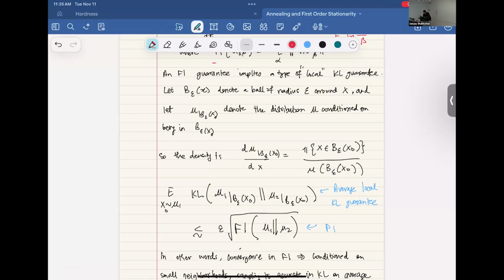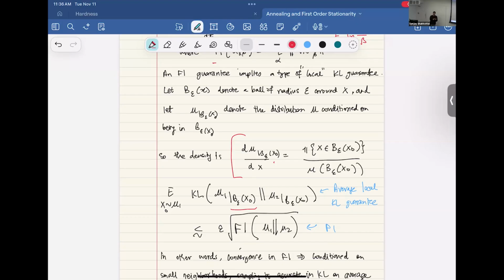This is the formal result, though. Let's say I have mu conditioned on B epsilon at x0, where B epsilon is a ball of radius epsilon at x0. Mu1 conditioned on B epsilon of x0 is the distribution mu1, but restricted to a ball of radius epsilon at x0 for any specific x0. So I look at the expected value of the local KL differences between mu1 and mu2, where mu1 and mu2 are some distributions. I take individual points x0.